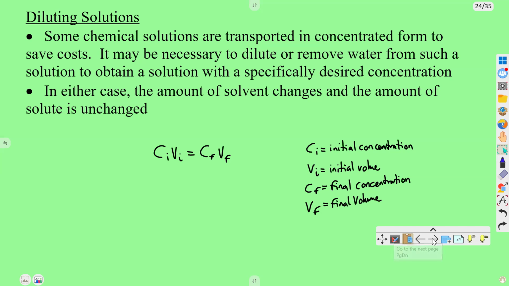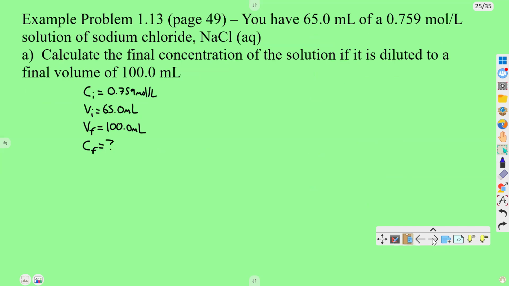So, as a quick example here, you have a 65 milliliter solution of sodium chloride. The concentration is 0.759 moles per liter. And we want to know the final concentration if we dilute this to a final volume of 100 milliliters. So let's take a look at what they're talking about here.